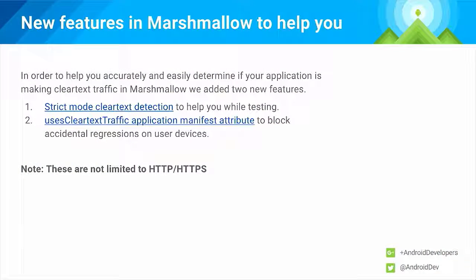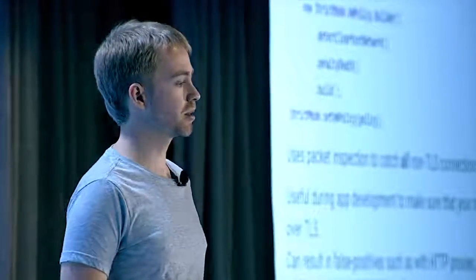So in Marshmallow, we added a couple of features to help you both in development time and actually released on devices. So the first thing we have is some new strict mode detection for clear text traffic. So while you're developing, you can detect stuff. And also a manifest flag that lets you specify whether or not you plan to use clear text. And these are not just for HTTP, HTTPS. This is for anything.